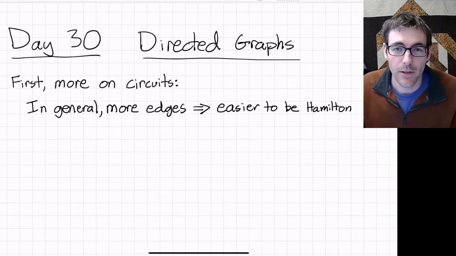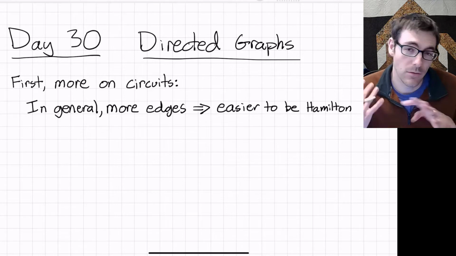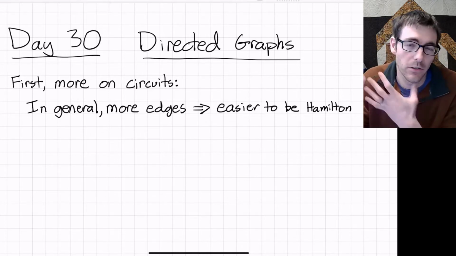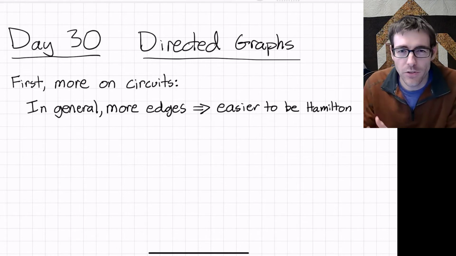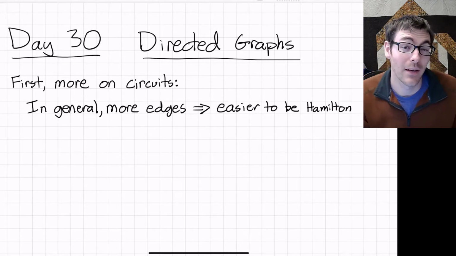Alright, today we are talking about our last graph theory topic, and that is on directed graphs. So these are graphs whose edges have arrows or an orientation to them. Before we jump into that too much though, I'm going to backtrack a little bit and talk a bit about circuits, which we were talking about last time.